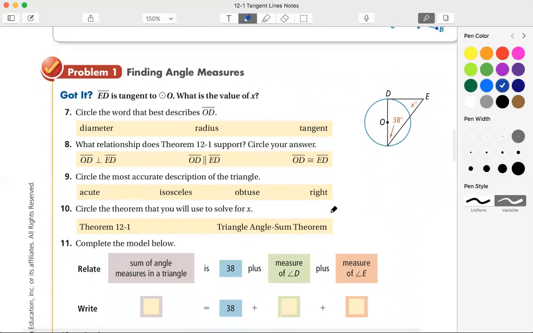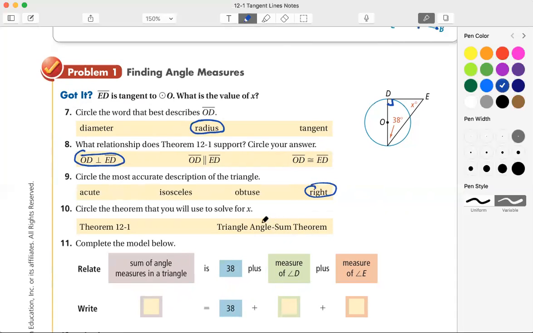All right, problem number 1. ED is tangent to circle O. What is the value of X? Since we know ED is tangent to circle O, and we know this segment that goes through O is a radius, we know it is perpendicular, so we have a right triangle. Which word best describes OD? OD is a radius, since we're talking about O to D. What relationship does theorem 12.1 support? We know it's perpendicular. So the most accurate description of the triangle is that it's a right triangle.